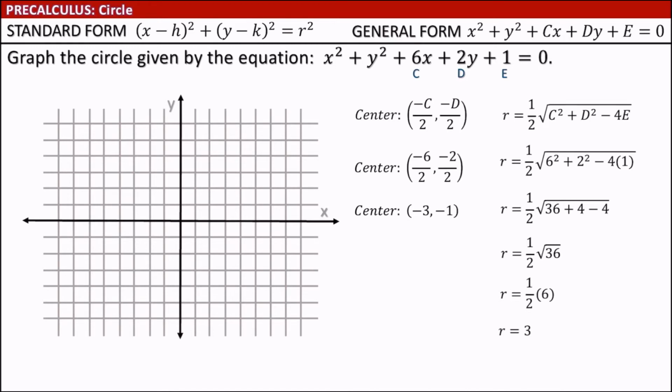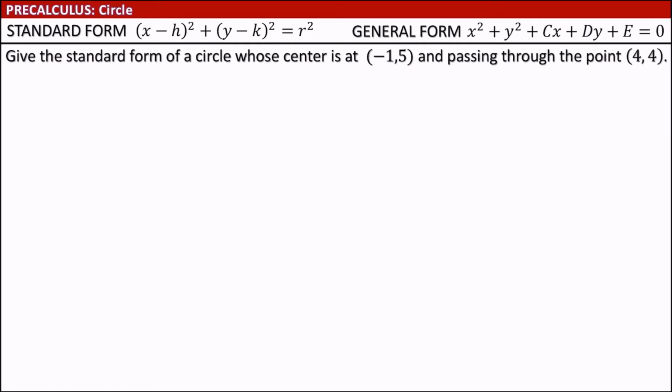That means that given this general form, the center is at negative 3, negative 1, and the radius is equal to 3. Ngayon, pwede na tayong mag-graph. The center is at negative 3, negative 1, the radius is equal to 3, so from here, we can already trace our circle. Let's have our next problem. Give the standard form of a circle whose center is at negative 1, 5 and passing through the point 4, 4. In this problem, we are already given the values of h and k.